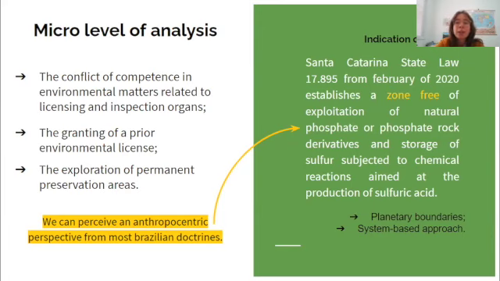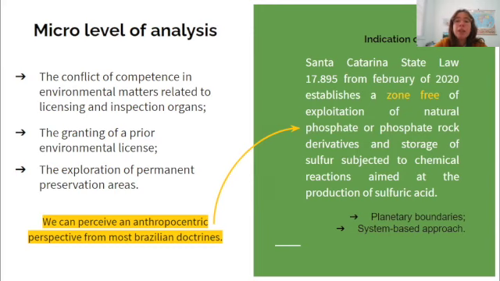Further, at the same time that other authors understand that the objective of environmental licensing, inspection organs, and permanent preservation areas is the protection of the principles of the environment, it still lacks the hermeneutics of an ecological thought that perceives nature as a whole and the intergenerational impacts of its degradation.